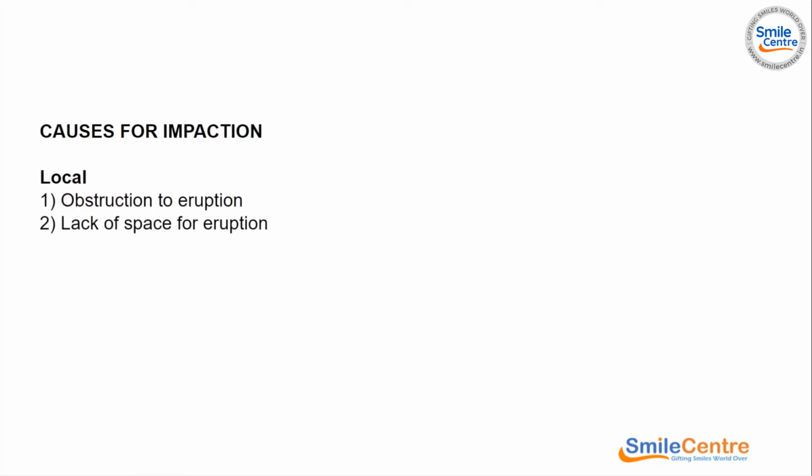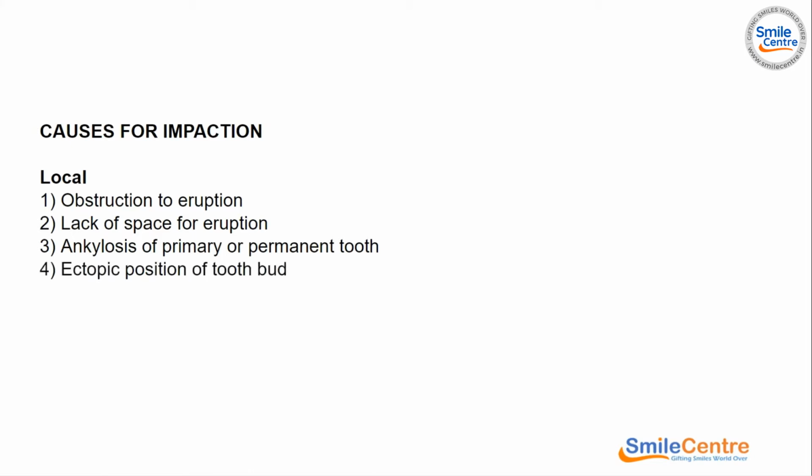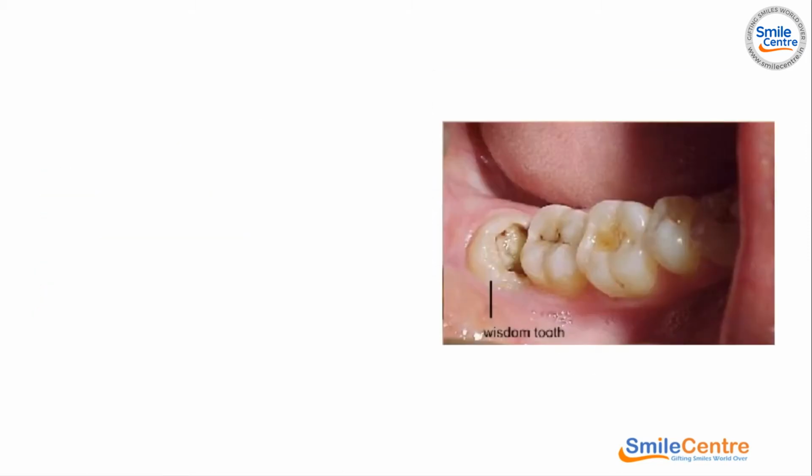Now, what are the causes for impaction? The causes may be localized, some kind of obstruction to eruption, lack of space for eruption, ankylosis, that is the tooth tends to fuse with the bone, and therefore because of the fusion it is unable to move out and erupt into the oral cavity. Ectopic position of the tooth bud, dilaceration of roots. These are conditions which are difficult to explain in detail, and it is not relevant here, but I just thought I'll give you an idea about what the causes are.